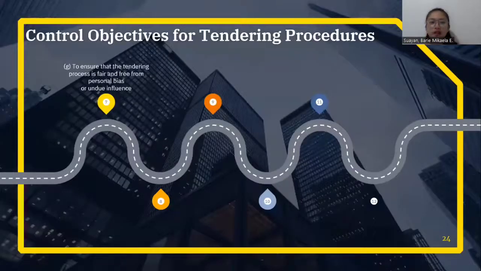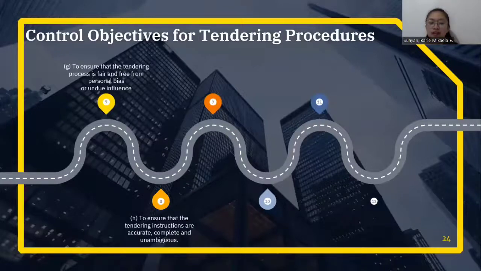G. To ensure that the tendering process is fair and free from personal bias or undue influence. Like what I have said earlier, tendering process is fair and not biased. In this chapter, objectivity is the most important since it is not influenced by persons' feeling or opinions in considering and representing facts.